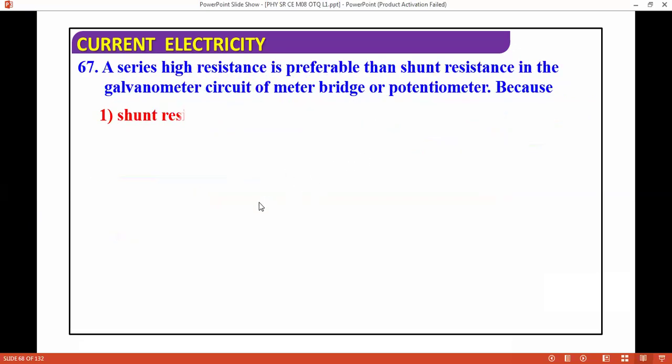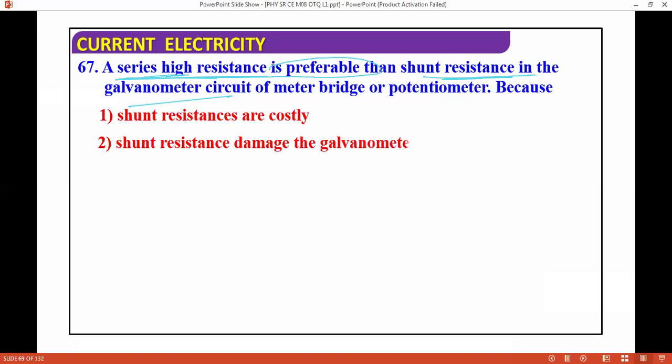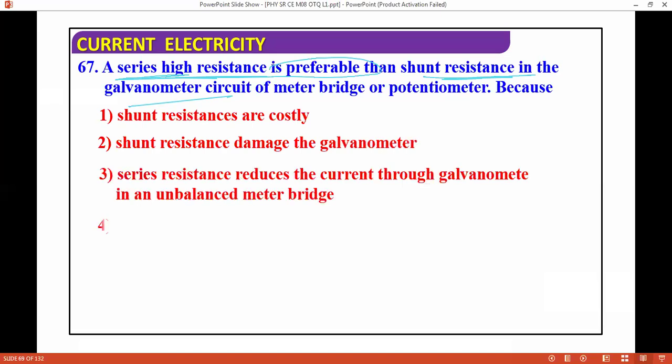Next question: why is a series high resistance preferable to a shunt resistance in the galvanometer circuit of a meter bridge or potentiometer? This is again a brilliant question. I hope all of you know the concept of shunt. If you don't know shunt, this is not for you, so please don't go on these questions. Shunt resistances are fine. So what's the answer?